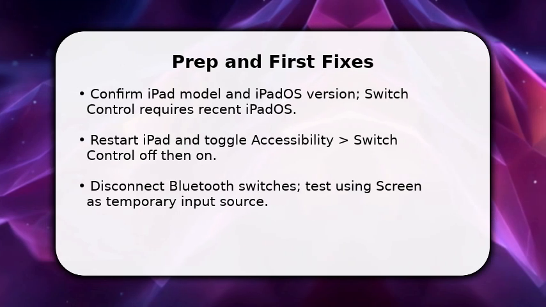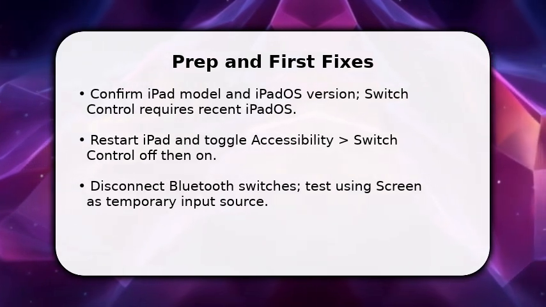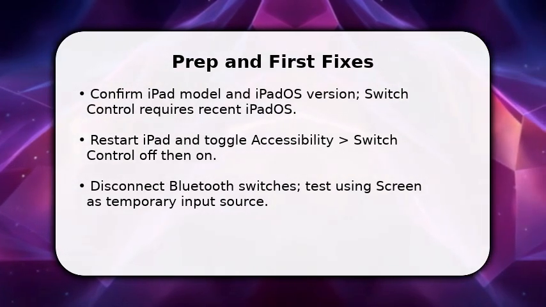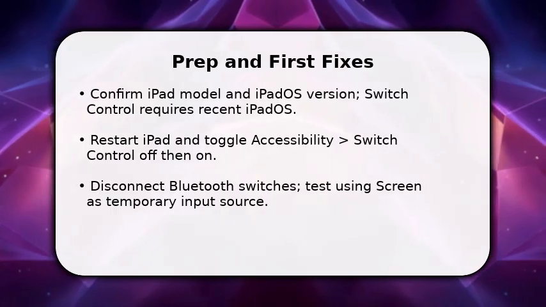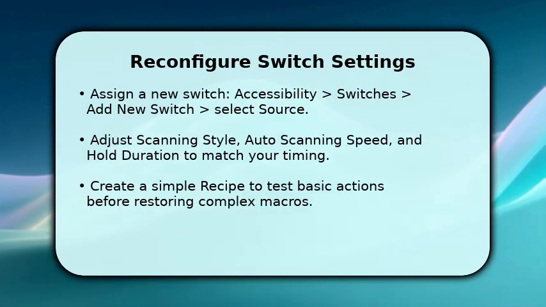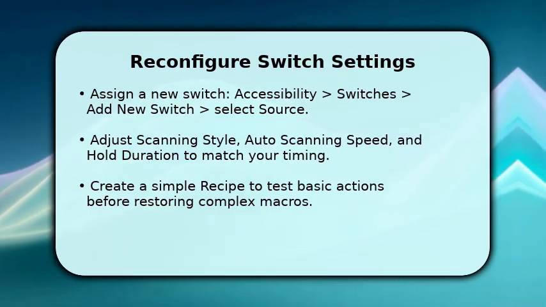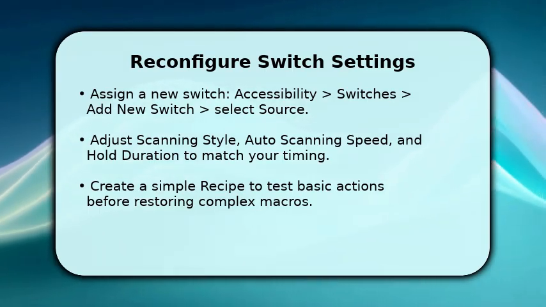After isolating the input source, reconfigure Switch Control settings. Add a new switch and choose screen or external as the source so you can verify each mode. Make sure to adjust scanning style and auto scanning speed, and increase hold duration slightly. These timing values often cause missed inputs when too short.